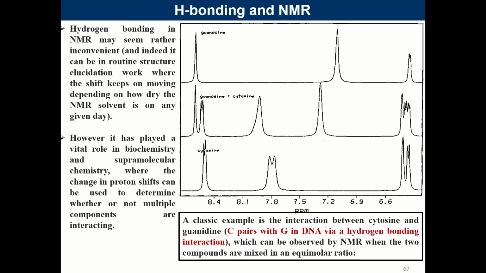One common thing that we found is that whenever you have hydrogen bonding, there is broadening of the NMR peak, and we saw there is also a shift to higher chemical shift values.